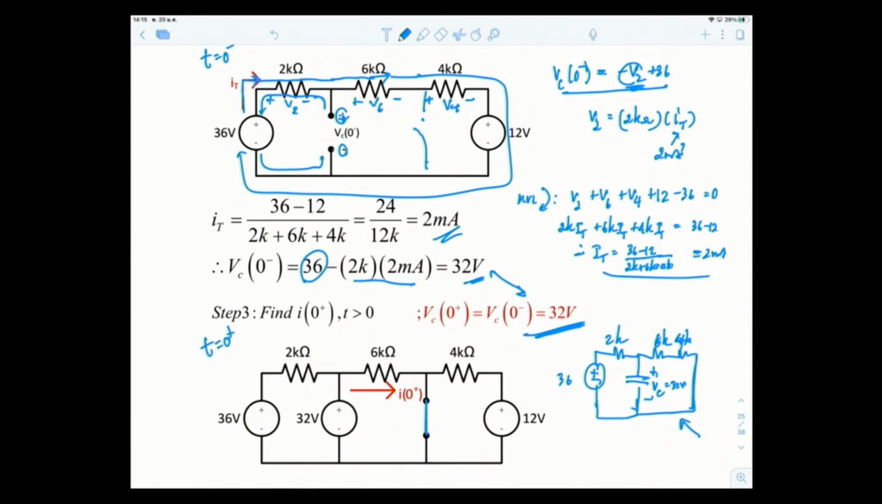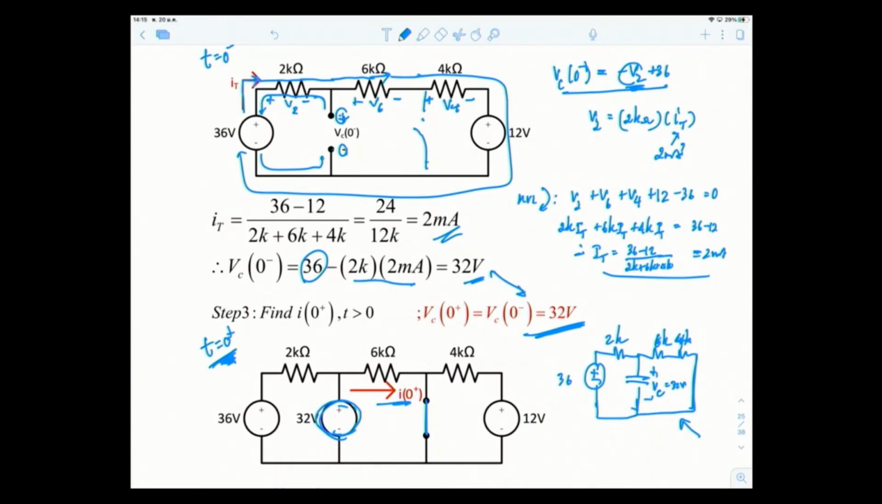In some books, just to make sure that you don't forget that, they actually write it down as a voltage source at this particular moment in time. At t equal to 0 plus, there's a 32 volt right here. So they write it as a voltage source. And the question is then find I, because the answer you want to find is your I at 0 plus. This is step 3, I at 0 plus.